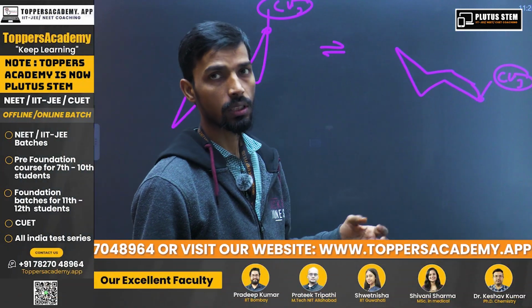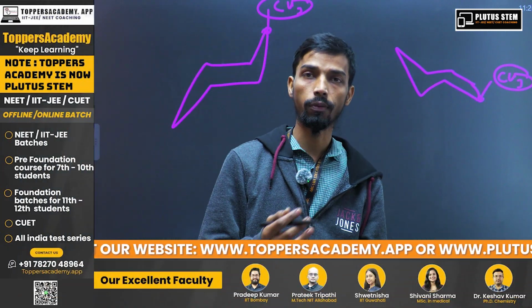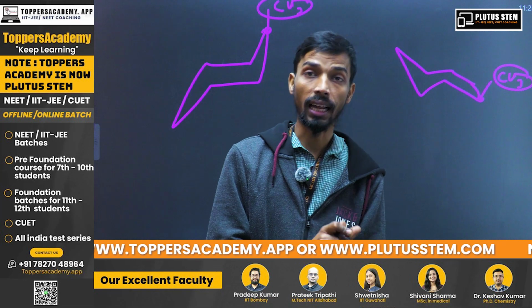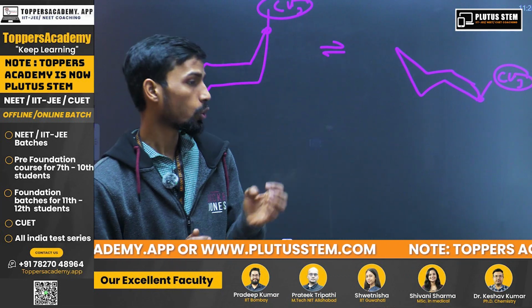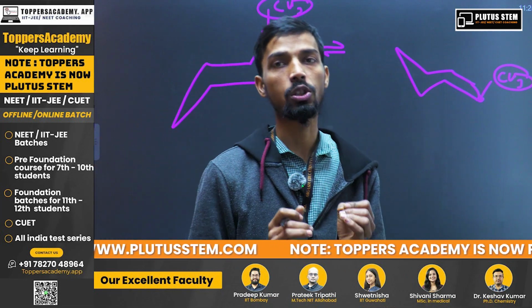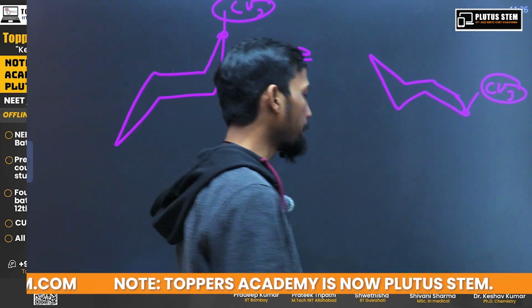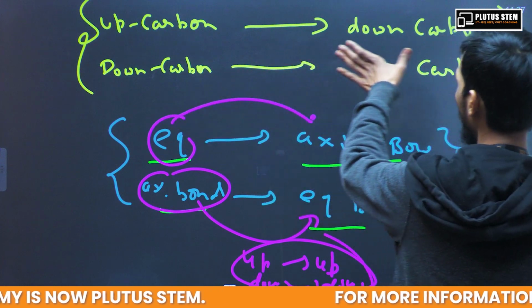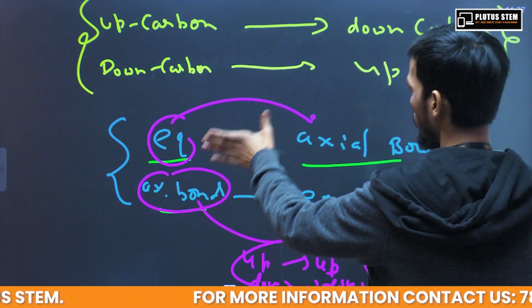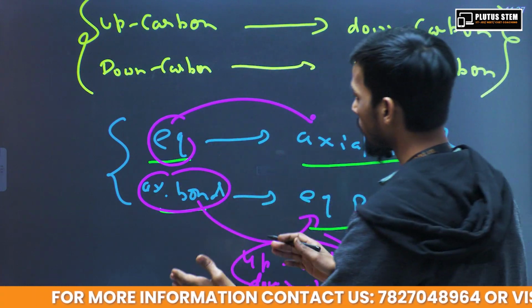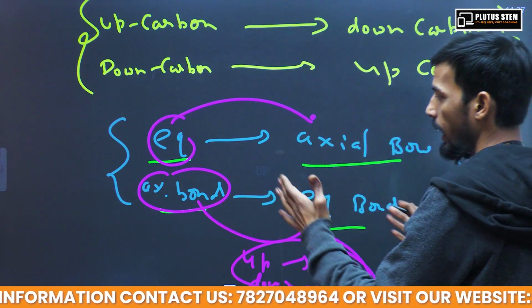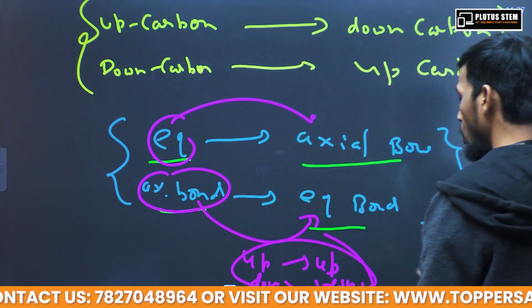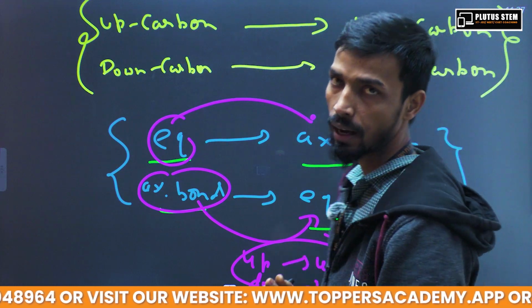So on the basis of this, various phenomena like hydrolysis of equatorial position and axial position and the rate of reaction are being determined. So that's why this ring flipping phenomena is very important and very simple also. The simple thing is up carbon converting into down carbon and down carbon converting into up carbon, equatorial position converting into axial bond and axial bond converting into equatorial bond, up remains up and down remains down.